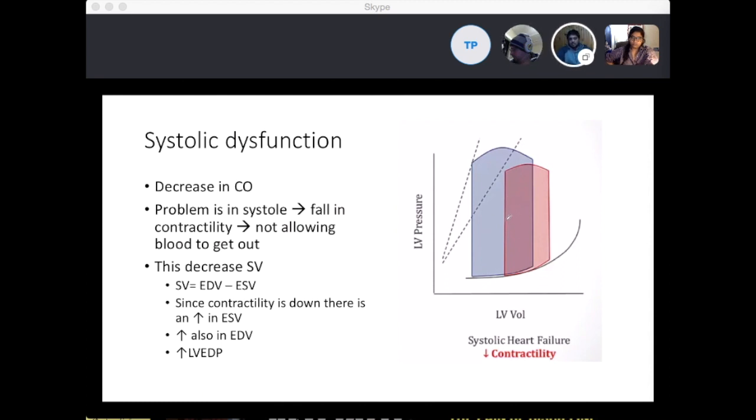You're going to look at this difference between here. So you could tell between the blue one, which is normal, and the red, which is the systolic dysfunction, that there is a decrease in stroke volume. And that is because stroke volume is measured as end diastolic volume versus end systolic volume. So since contractility is already down, there's going to be a greater end systolic volume.